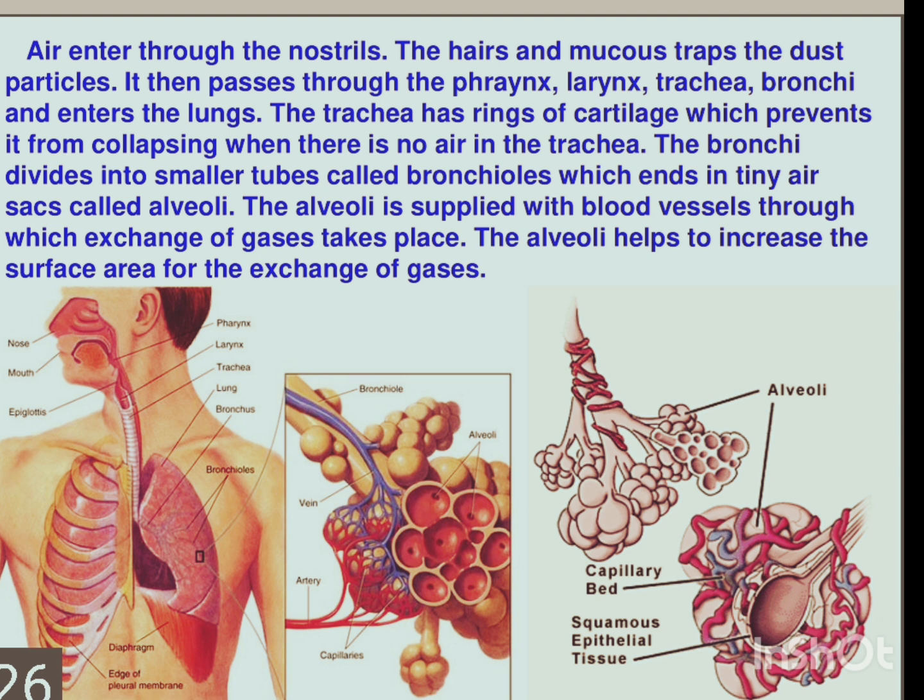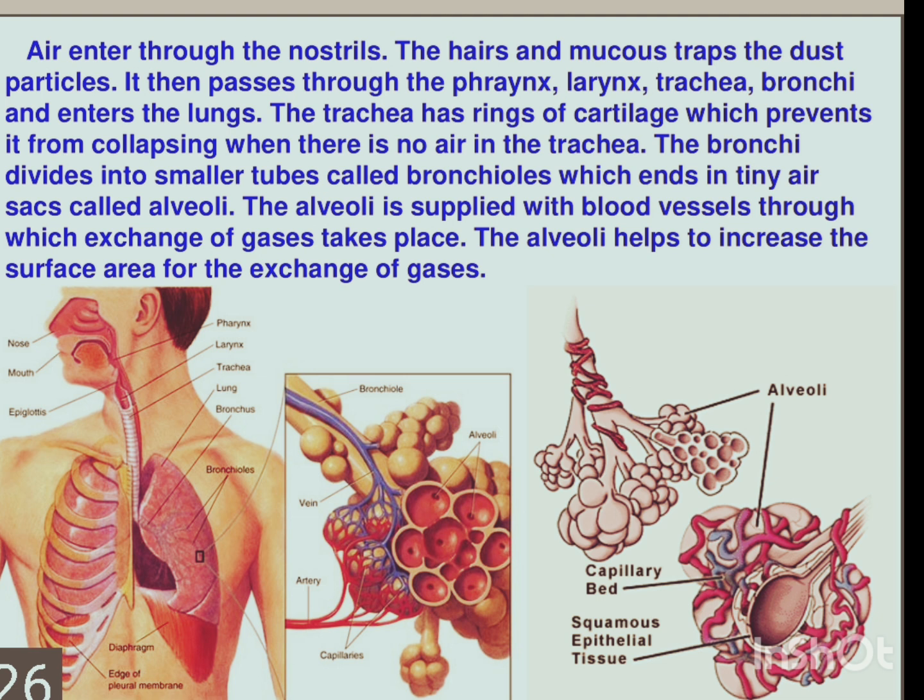So let us learn here. The air we take in through the nose with the help of our nostrils meets small hairs and mucus. That mucus and the hairs will not allow outside particles to enter into the lungs. Then the air will pass into the pharynx, then into the larynx, then trachea, bronchi, and finally enter the lungs. In the trachea we have rings of cartilage, which prevent it from collapsing when there is no air in the trachea.